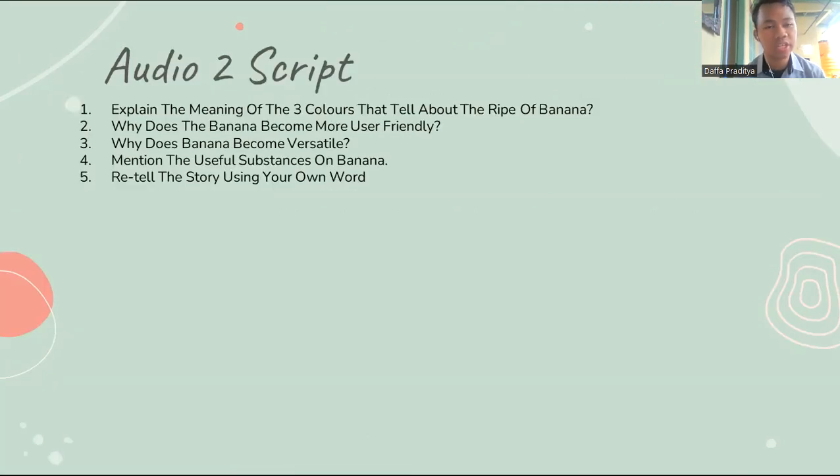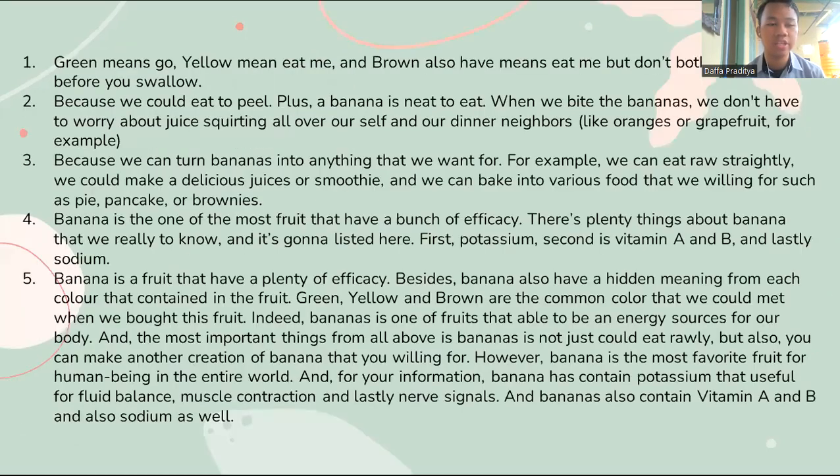And the fourth question is: mention the useful substances in banana. Banana is one of the fruits that have a bunch of efficacy. There are plenty of things about banana that we really need to know, and they're listed here. First, potassium. Second is vitamin A and B, and lastly, sodium.